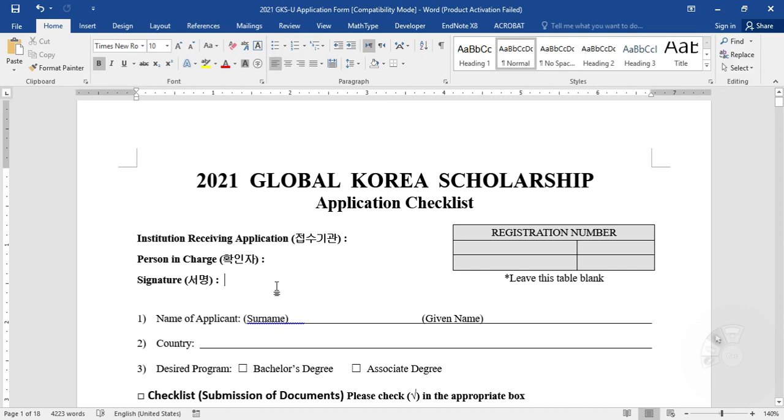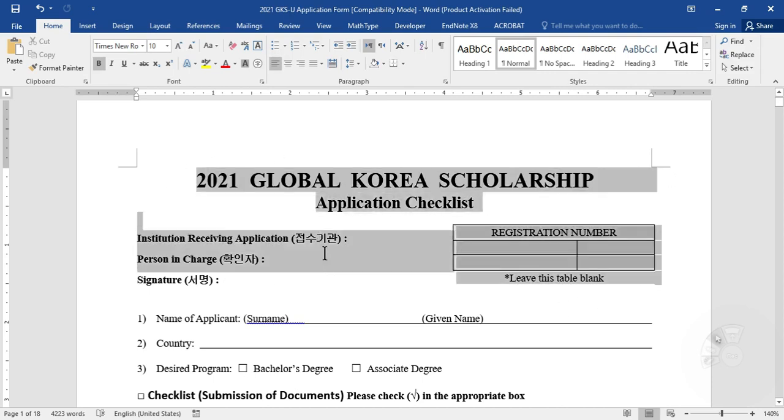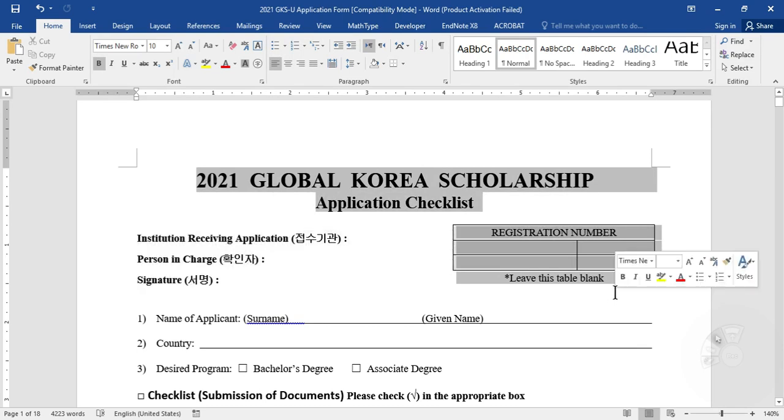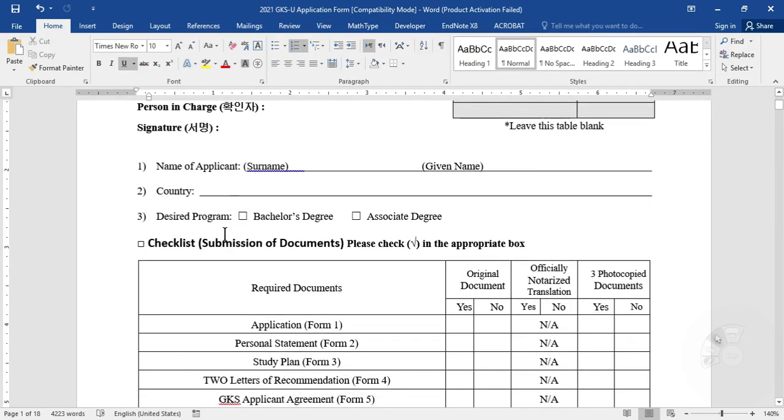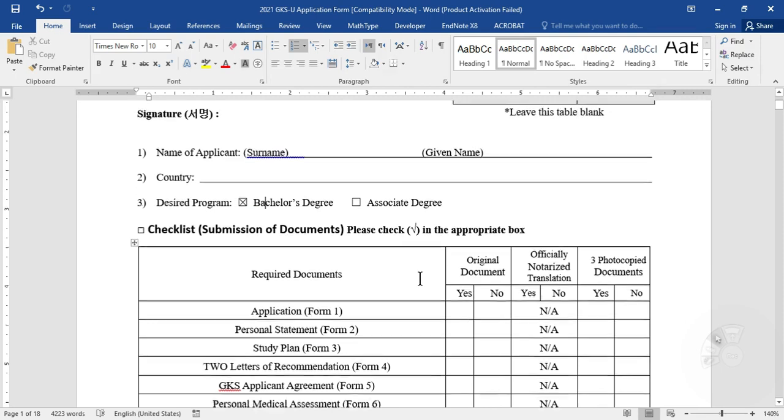Person in charge and signature, this you should not fill here because it is for the embassy or the university. You should write your name here, given name, surname, and country, address, and the degree applied for. If you are applying for the bachelor, then tick this one, and if you are applying for associate degree, you can tick here. And the difference between the bachelor's degree and associate degree I explained in the previous 2 videos, and if you have any question you can directly write in comments.